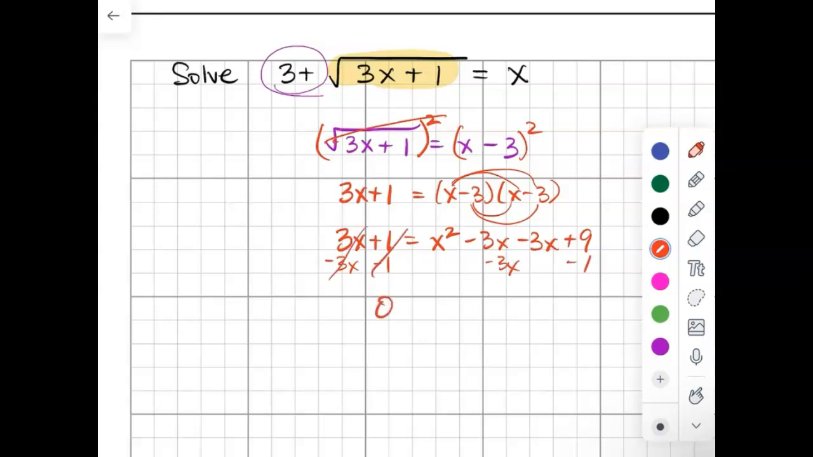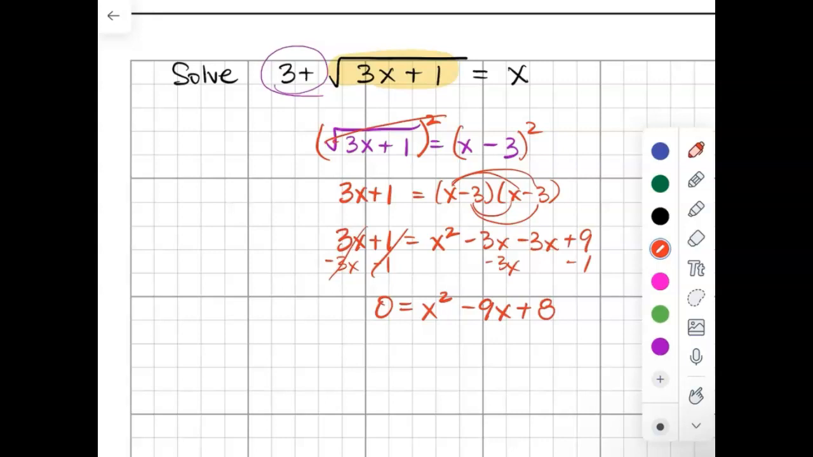so that we get one side equals 0. I've got 3, 6, 9 x's, and I've got 9 minus 1. I've got plus 8 for my constant. So from here, we're going to try to solve for x.